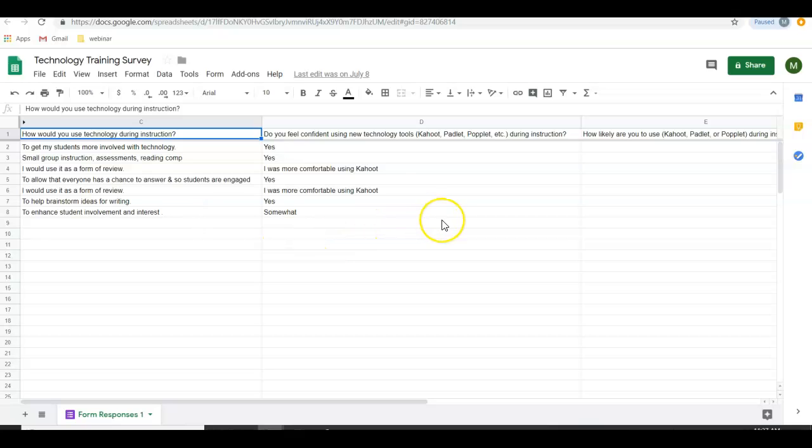I also wanted to see how comfortable they felt using Kahoot, Padlet, and Poplet during instruction after our trainings. And about half of them said yes. A few really enjoyed Kahoot and felt the most comfortable with that tool. And I had one that responded somewhat. I believe that more training sessions would help increase their confidence with using those tools.